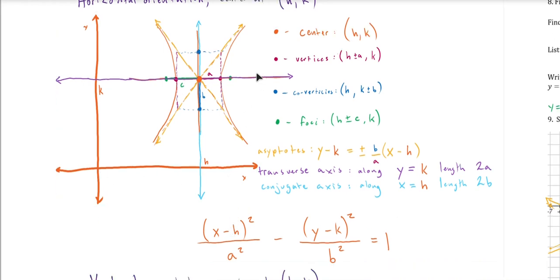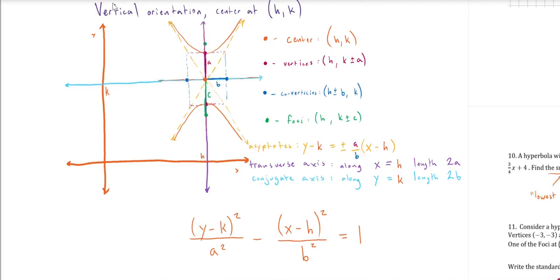If the transverse axis is horizontal, and we say it has horizontal orientation, then we're going to have x be our leading positive term and a associated with it. Notice that in these kinds of situations, the slope of the asymptotes has an a in the denominator because a is playing the role of an x value. And when we look at rise over run, we put the y value on top.